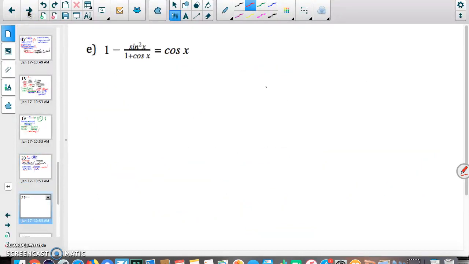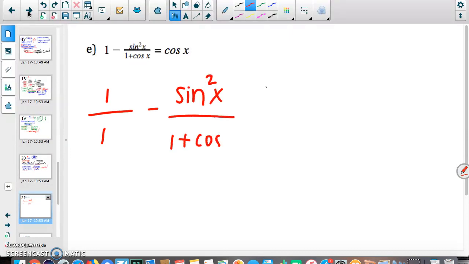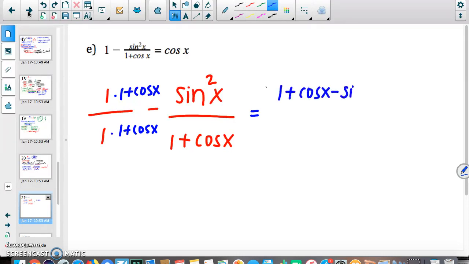Okay, part E. This one in particular, I can think of 3 different ways to do it right off the bat. I think the one that most people are going to enjoy is to think about this as two fractions and finding a common denominator. So let's multiply top and bottom here by 1 plus cosine, and I'm going to get 1 plus cosine minus sine squared all over 1 plus cosine.